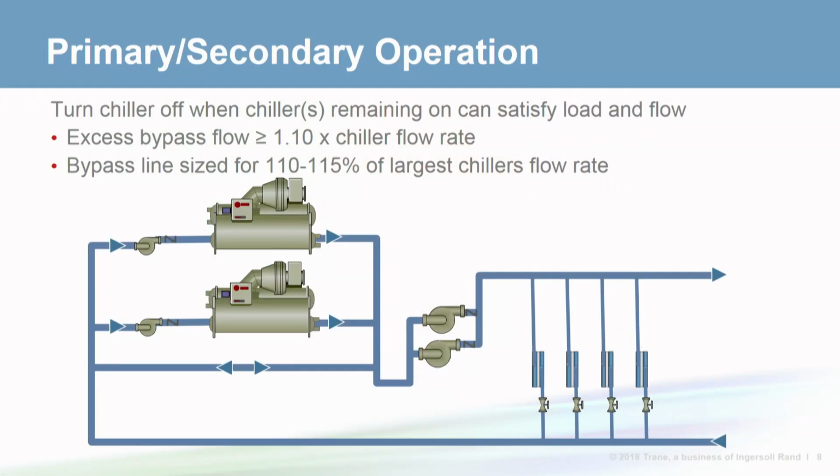In a decoupled system, the bypass line makes up the difference in flow between the primary or chiller flow and the secondary or distribution flow. The goal is always to maintain more chiller flow than the load needs. When that occurs, there's excess flow in the bypass line. This ensures the desired system supply water temperature is met.